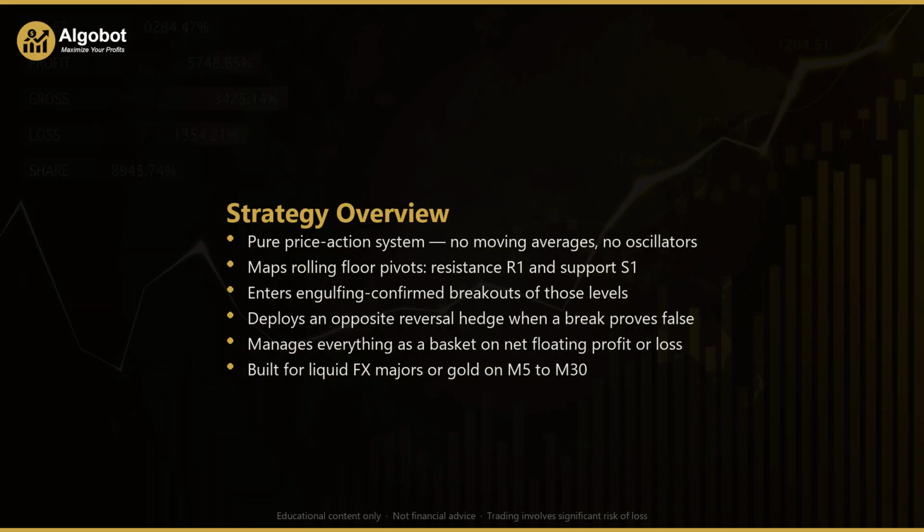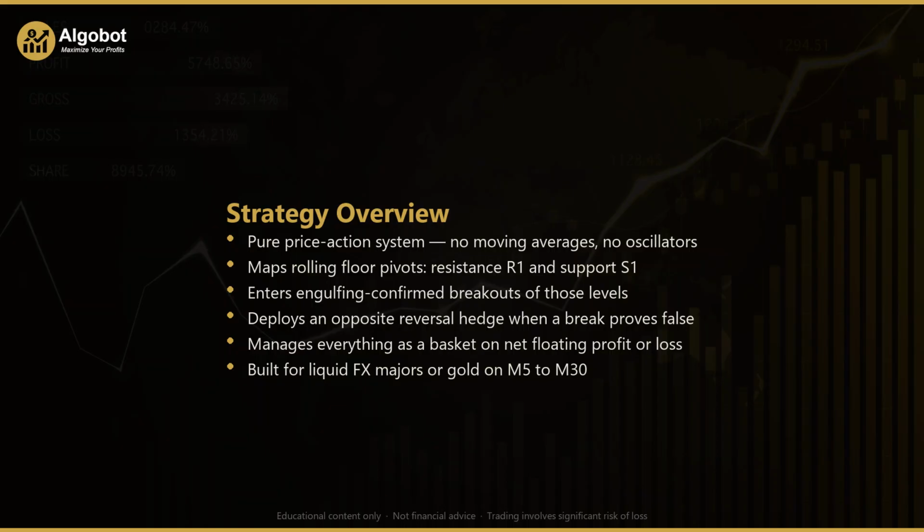The signature mechanic is the hedge. The most common failure of any breakout method is the false break, where price pokes through a level, traps the breakout participants, and then snaps back. Rather than simply absorbing that, the strategy opens an opposite position to ride the snapback in the other direction.